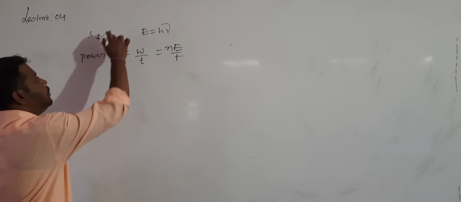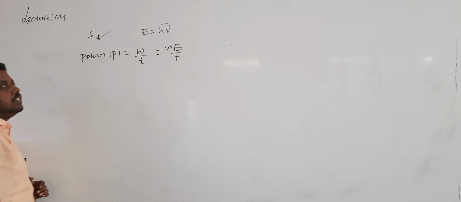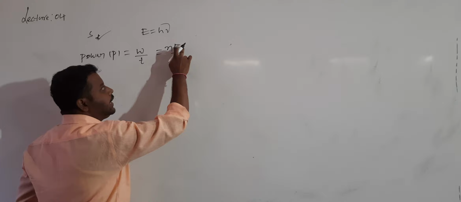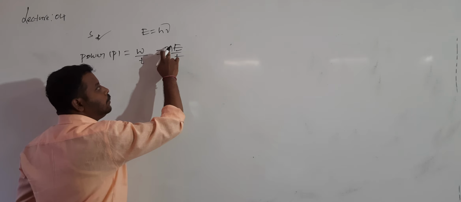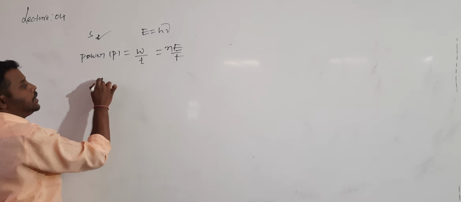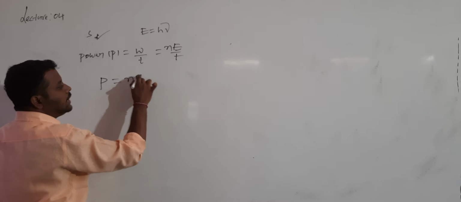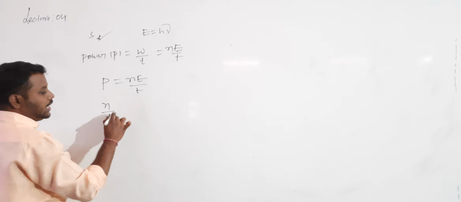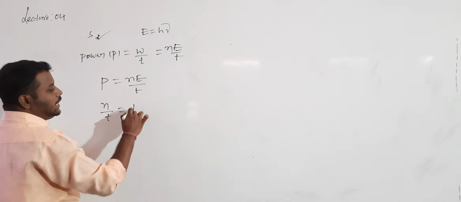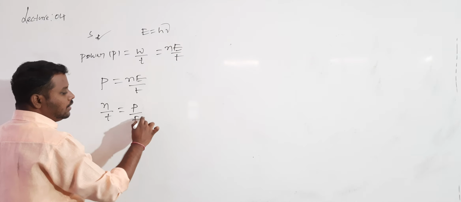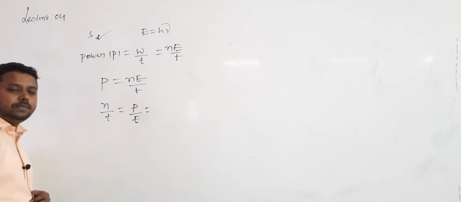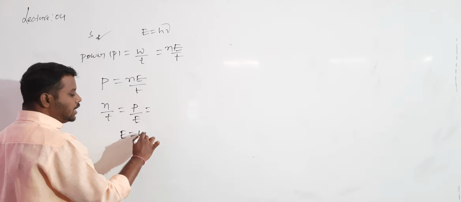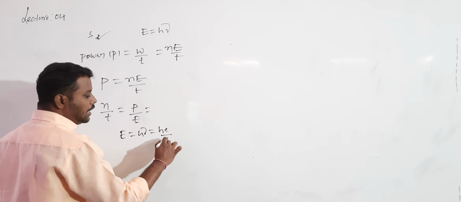The light emitted by the source has many photons. If there are n photons, each of energy E, then the total energy is given by n into E, divided by T. So the power of a source can be written as P = nE/T. From this, the number of photons emitted per second, n by T, will be equal to P by E. While doing numericals, we will use this principle, where E is equal to h mu, which can also be written as hc by lambda.